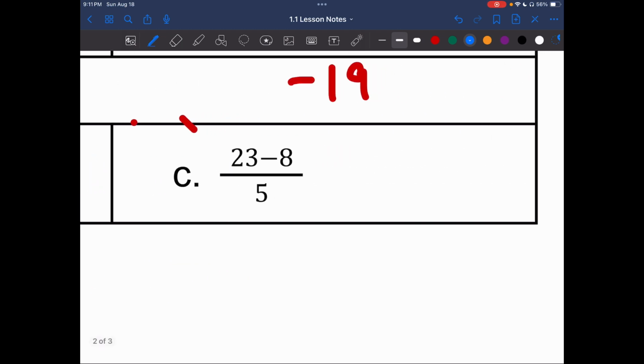Letter C, as we take a look at this one, we have a fraction, which again tells us we have grouping symbols, so we need to simplify the numerator, and we need to simplify the denominator. So 23 minus 8 is going to give us 15, and we still have that over 5. 15 over 5 is going to give us a quotient of 3.